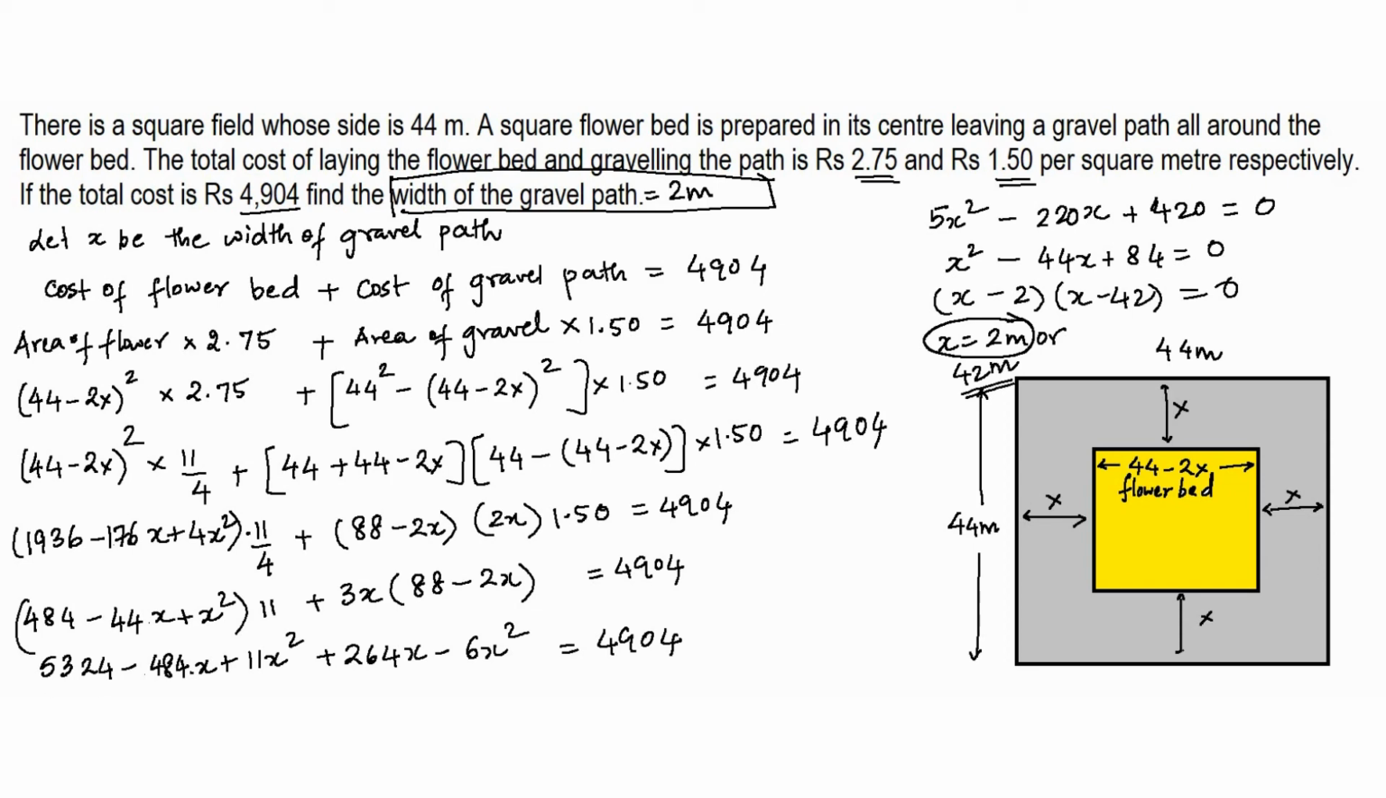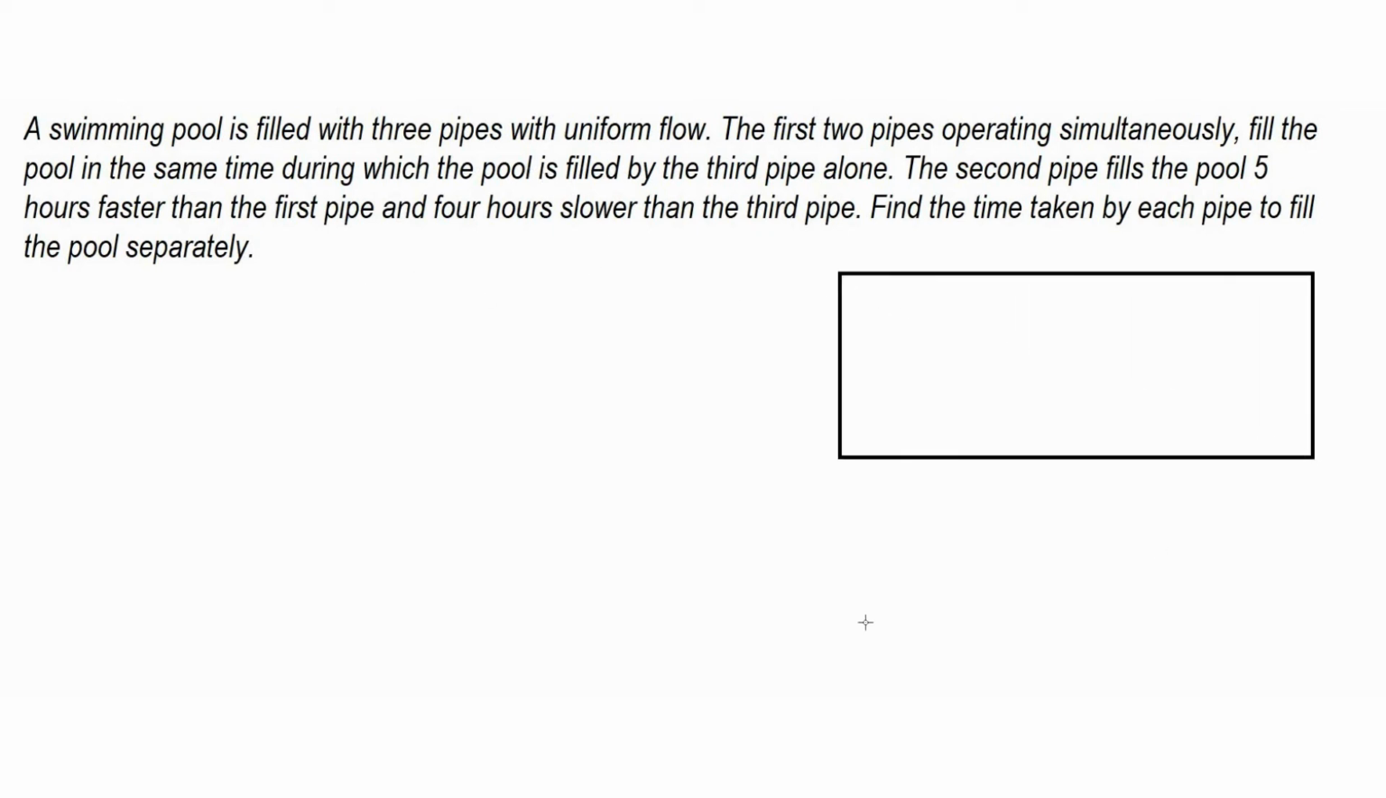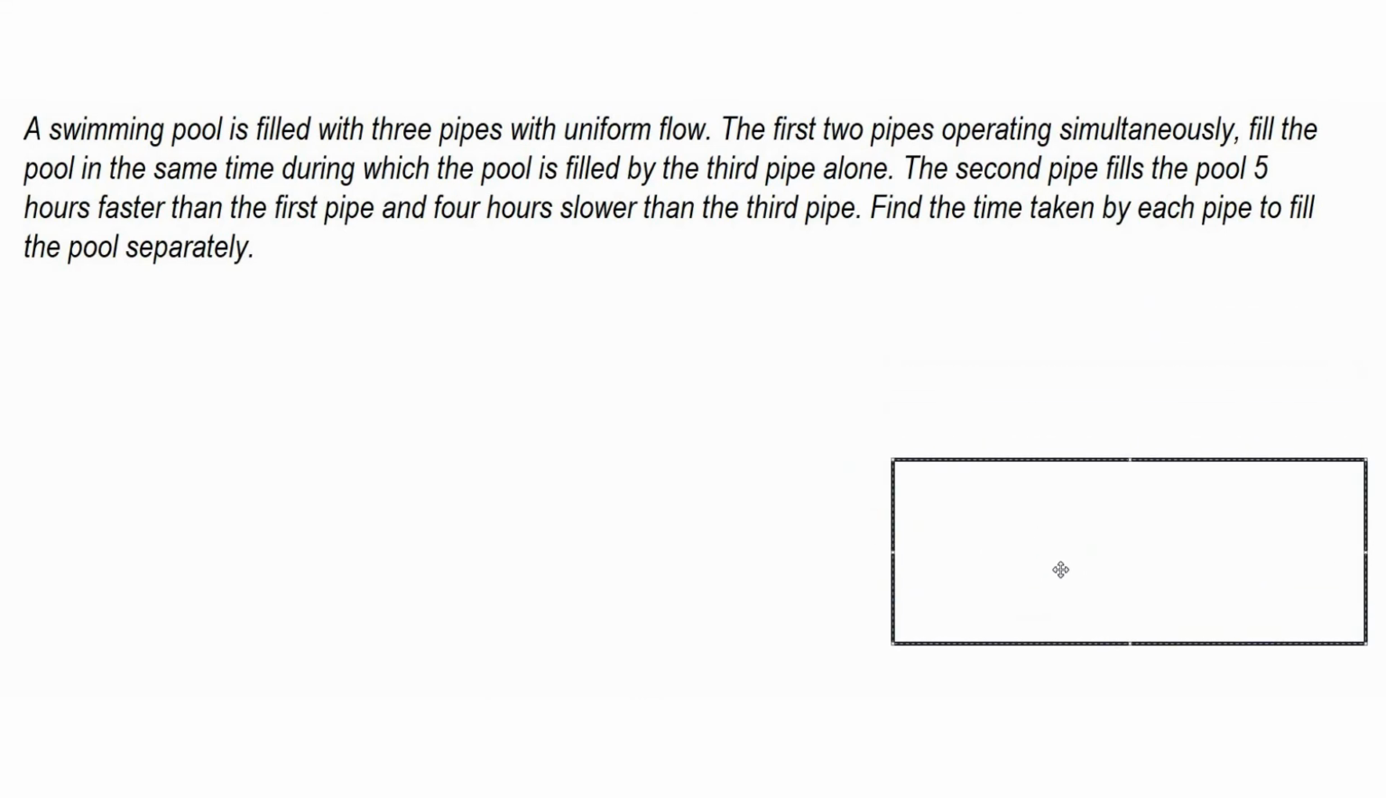Moving on to the next question. Let's take a look at the following question. A swimming pool is filled with 3 pipes with uniform flow. So let us quickly draw a swimming pool. It is filled with 3 pipes. So let us draw some pipes here. So that's pipe A, pipe B, and pipe C.